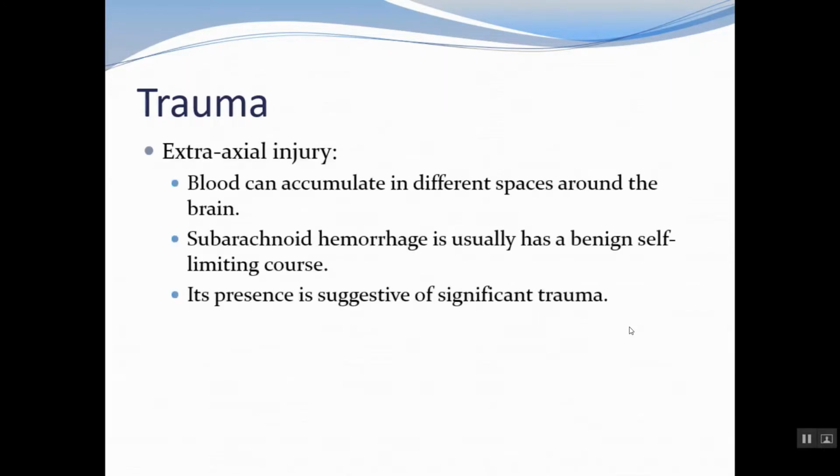In extra-axial injury, the blood accumulates in different spaces around the brain. Subarachnoid hemorrhage is blood in the cisterns and the intraventricular system. It usually has a benign, self-limiting course. Its presence is suggestive of significant trauma.